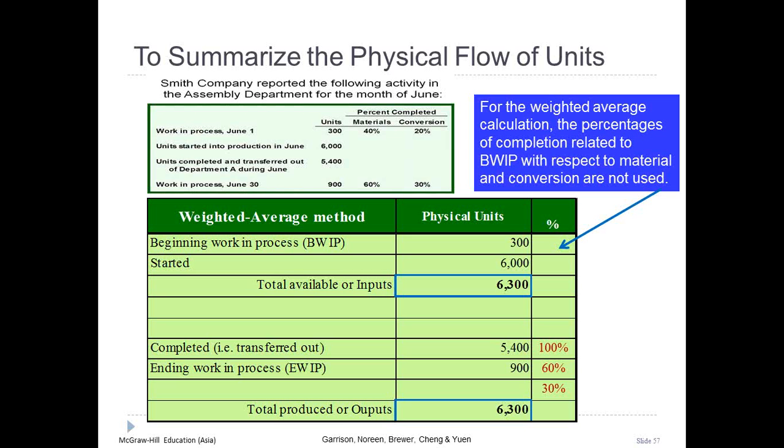All finished goods are pooled together and valued regardless of whether they were from the beginning WIP, work in process, or started in the current period. All costs are averaged out among the outputs.